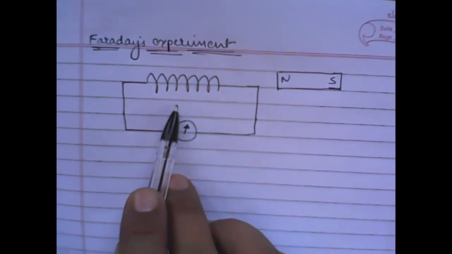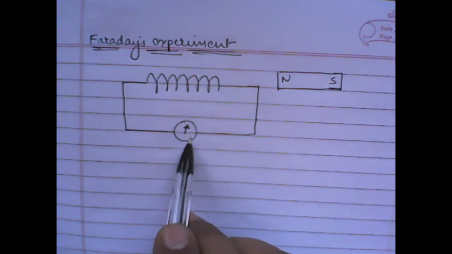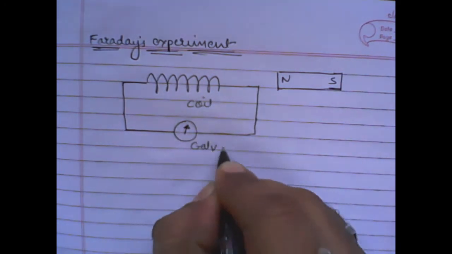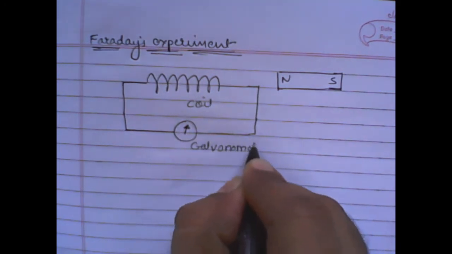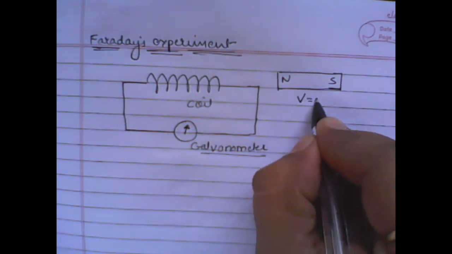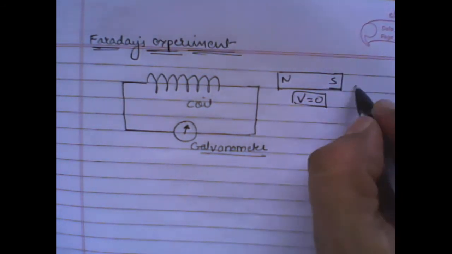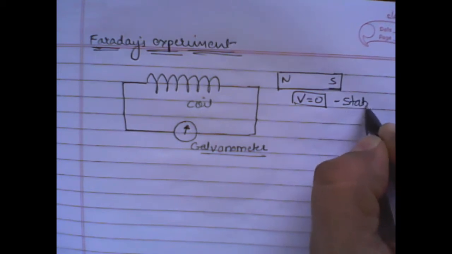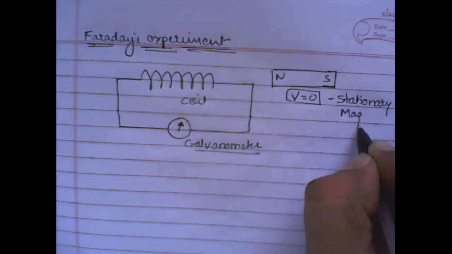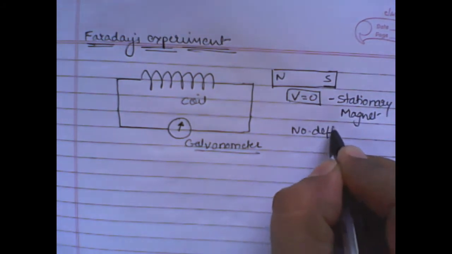Let us see what he did. Initially, he has taken a coil and the coil was connected to a galvanometer. So this is a coil and this is a galvanometer. As you know, galvanometer is a device to detect current, right? Now initially he placed a stationary magnet. The velocity of the magnet is 0. So a stationary magnet we have placed near the coil, and he found that there was no deflection seen.